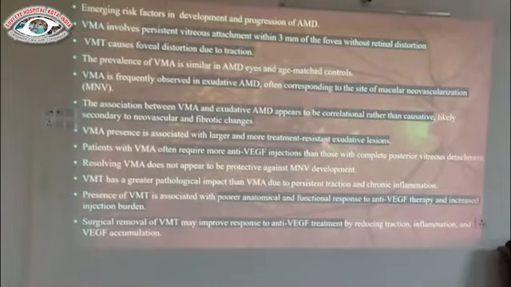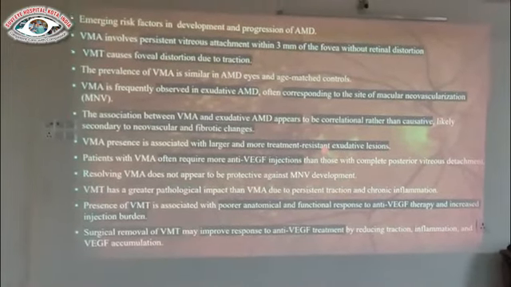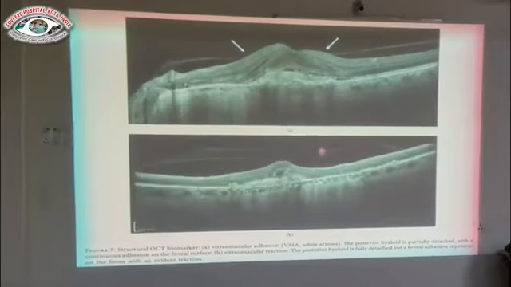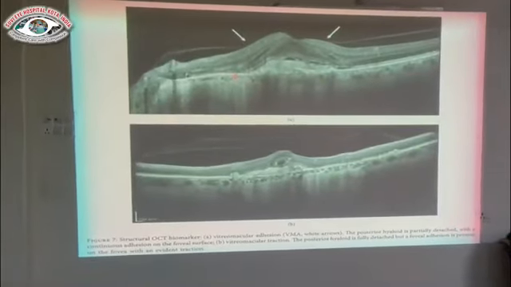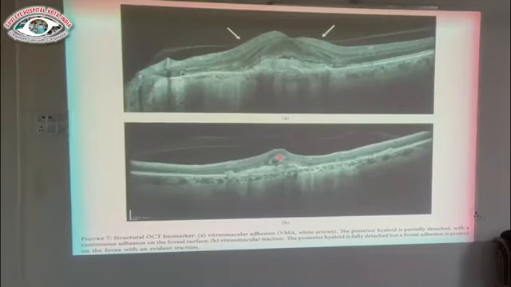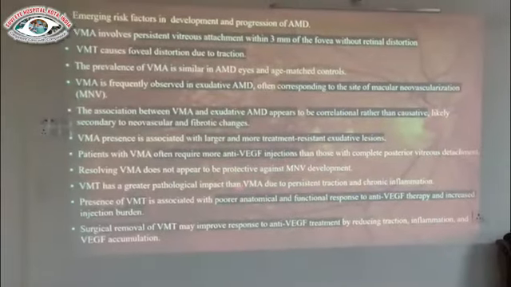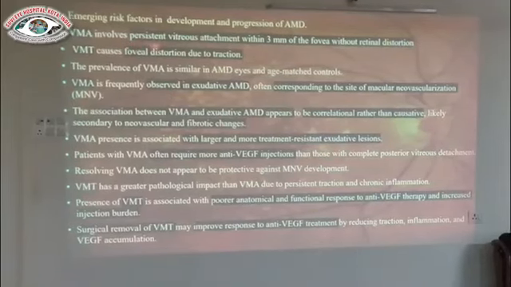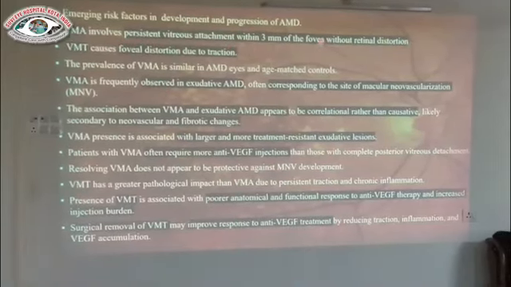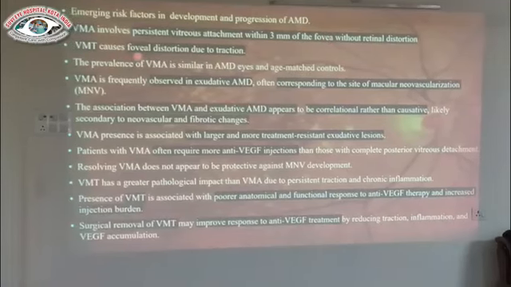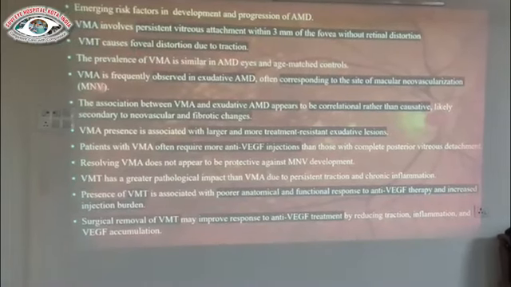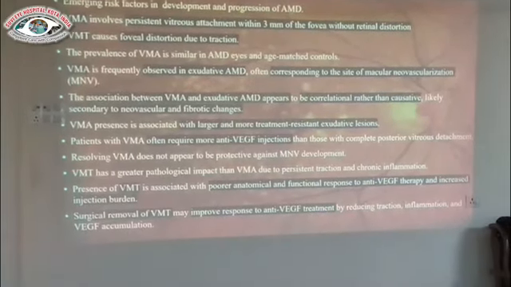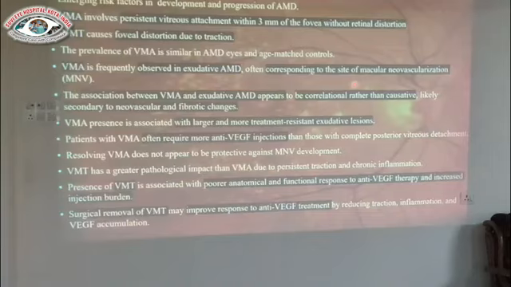Vitreomacular alteration is not that significant in the case of wet AMD. Just for completion's sake, I have added it. But one should know what vitreomacular adhesion and vitreomacular traction are. It is important to know VMT and VMA, as VMA involves a persistent vitreous attachment within 3 mm of the fovea, while VMT causes a foveal distortion due to traction. VMA is frequently observed in exudative AMD and corresponds to the site of the macular neovascularization.